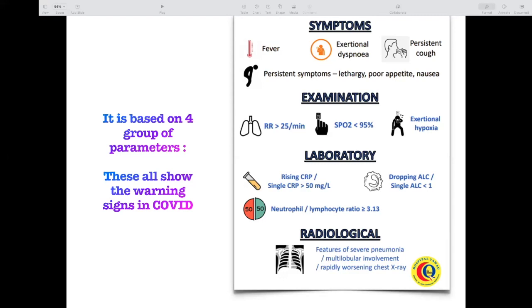In terms of lab, if we see a rising trend of the CRP or dropping of the ALC, and if the neutrophil to lymphocyte ratio is 3.13 or more, it is also considered a warning sign of COVID-19. And in terms of radiological, when there are features of severe pneumonia or rapidly worsening of the chest X-ray.